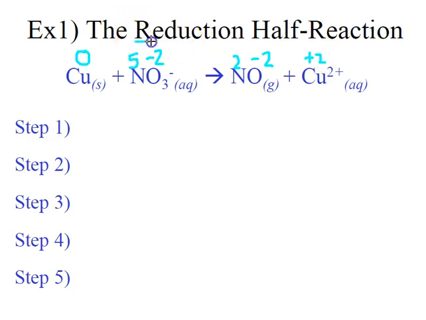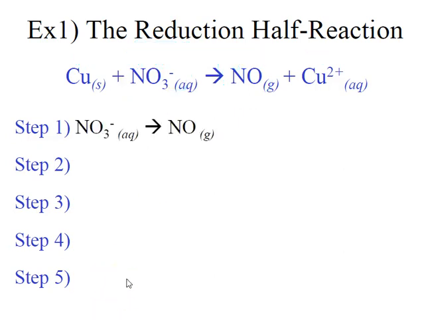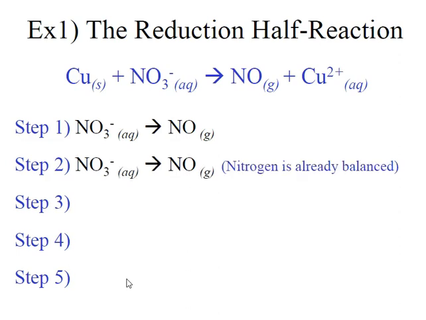So the question again is who was reduced for our reduction half reaction? The copper went from 0 to +2. That's not reduced, but the nitrogen went from 5 to 2, so that is reduced. So for our half reaction, we'll have nitrate goes to this NO. So we'll write that out as step 1. Step 2 is to balance all the elements except for oxygen and hydrogen. So you see here we have a nitrogen atom, so we need to make sure they're balanced. We have 1 on each side, so that's already done. So step 2 would be completed already.